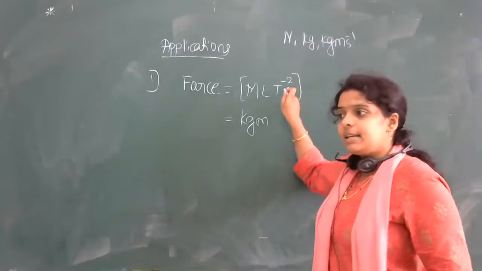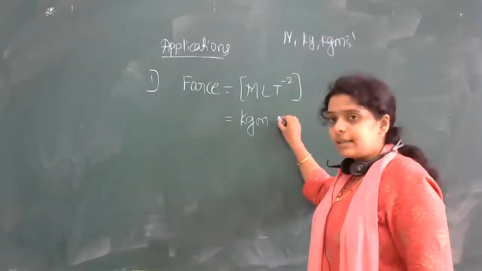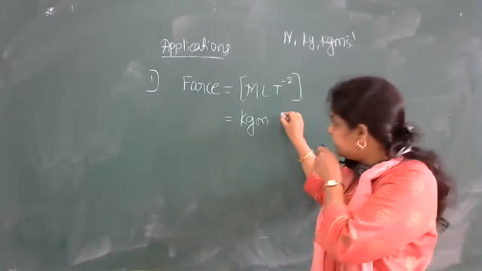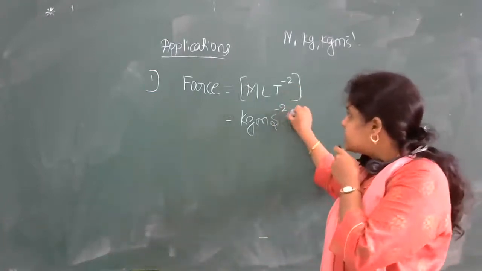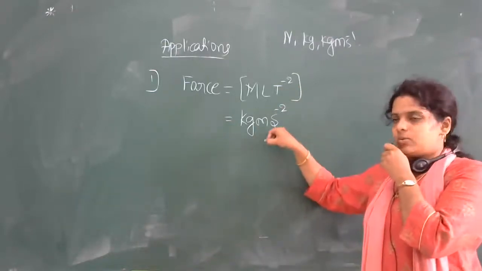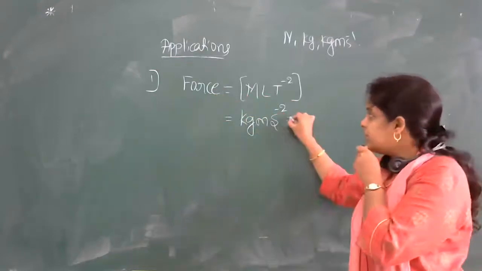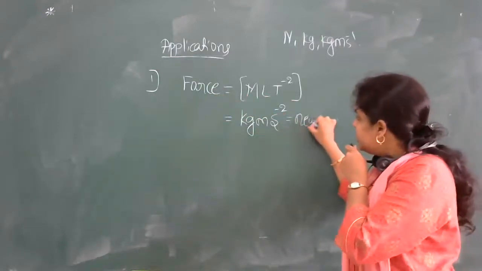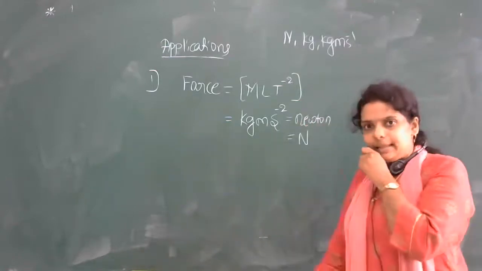Then see, T raised to minus 2. What is this T raised to minus 2? Time is measured in terms of seconds, so seconds to the power minus 2. So kg meter per second square is the unit of what? Force. This only we call Newton, capital N.